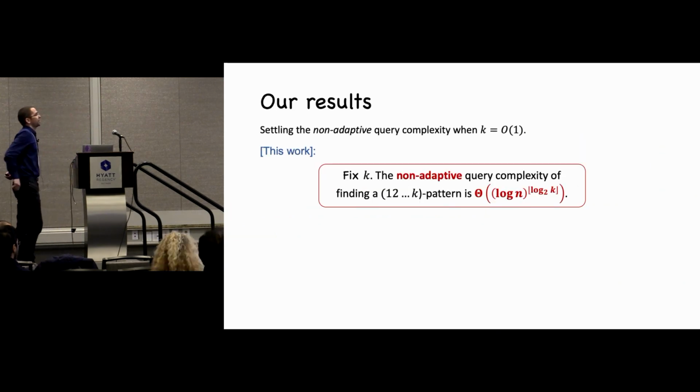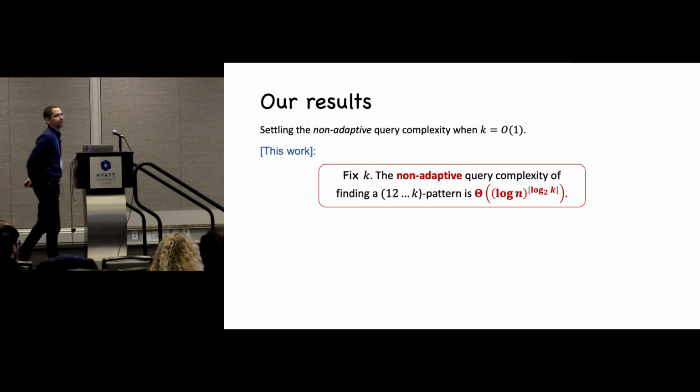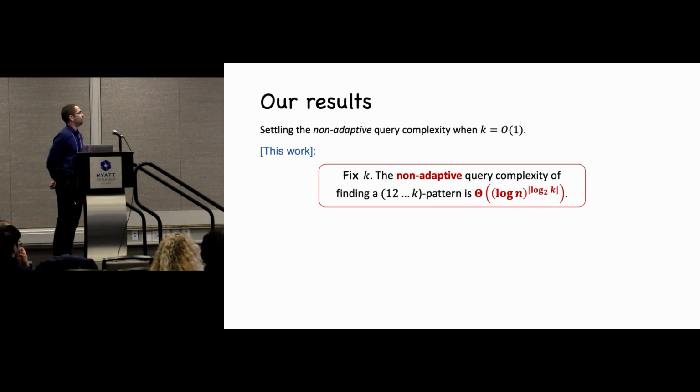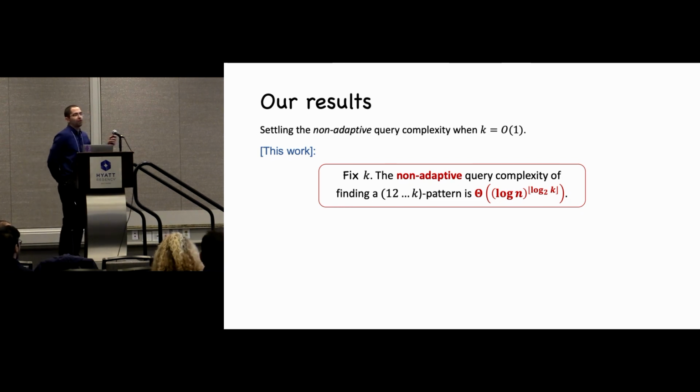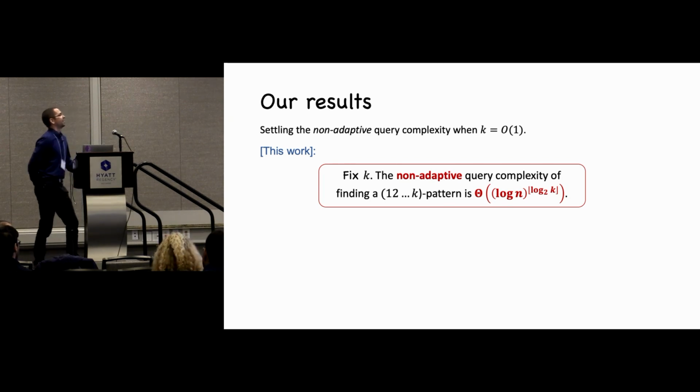Our result is in the setting, again, where k is a constant. We settle the non-adaptive query complexity of this problem, and the answer turns out to be curious. We give both an upper and a lower bound. It turns out that the non-adaptive query complexity is theta of log n to the integral part of log k in base 2, for any fixed k. I hide the dependence on k here. It's not very good, but this is an open question, as we will see in the end.